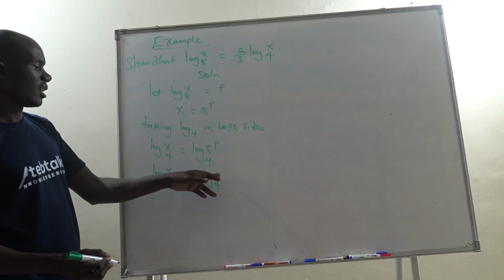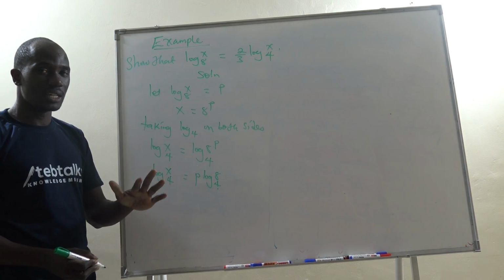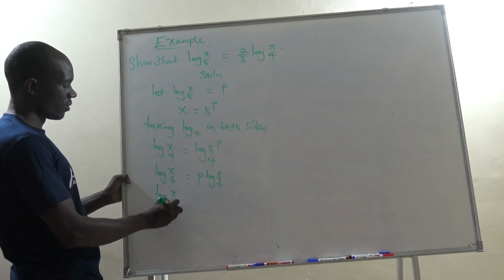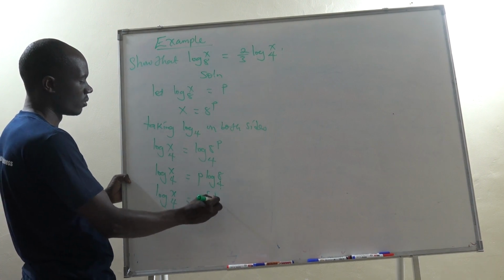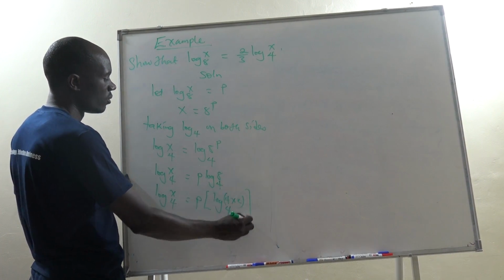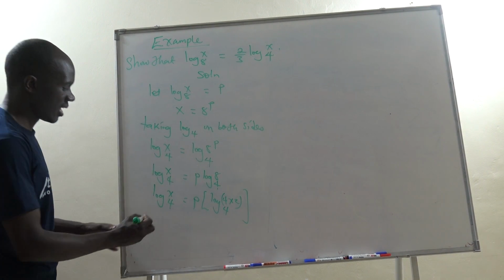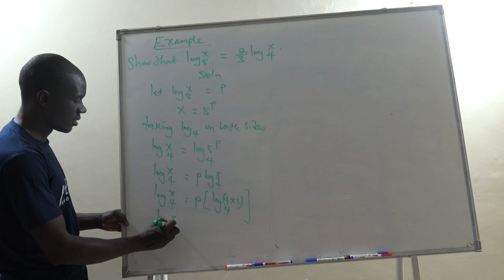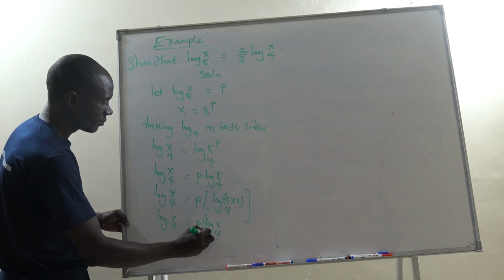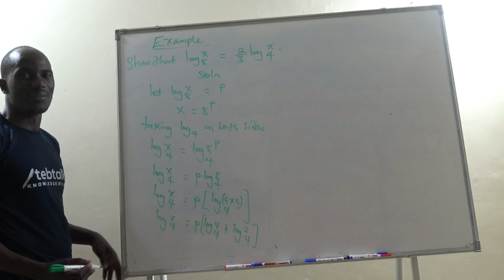So 8 has a relationship with 4. Think of two numbers which, when I multiply, I get 8. So we've got log x base 4 equals p into log of 4 times 2 to base 4. Then we apply the same rule. When we are multiplying numbers of the same base, we do the addition. This becomes log of x base 4 equals p log of 4 base 4 plus log of 2 to base 4. We are coming to that.